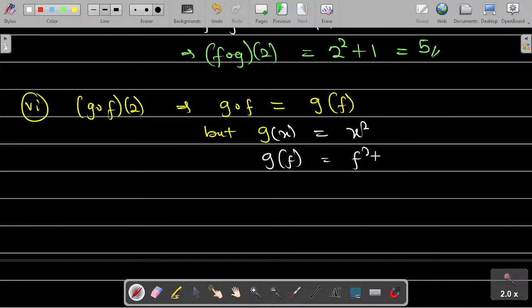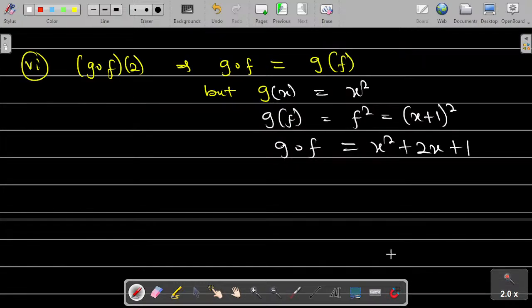And what is F now? F is X plus 1. So by the time we square it, we will get that our G composition F is equal to X squared plus 2X plus 1. Beautiful. All right. So, and you are done.